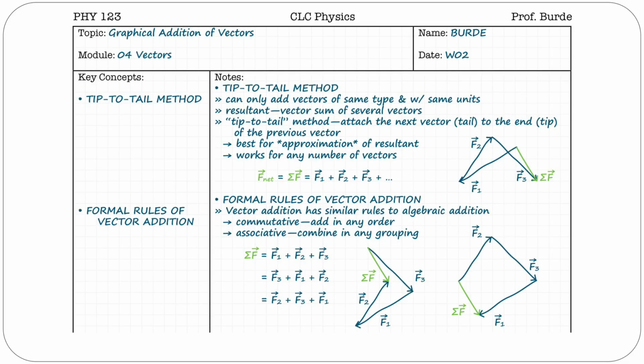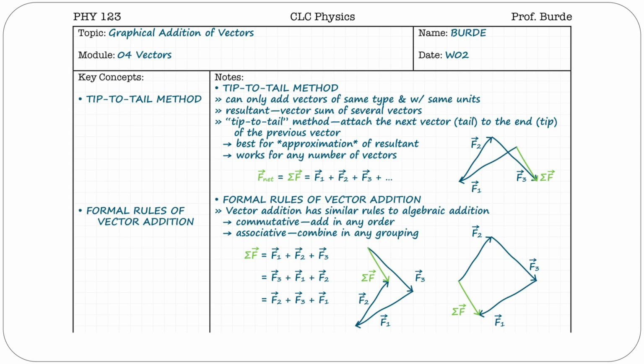This is lesson 2 of module number 4, vectors. Here we are looking at the graphical addition of vectors. We've defined a vector as a physical quantity with a magnitude and a direction, and we can describe a vector graphically in terms of an arrow, where the length of the arrow represents the magnitude of the vector quantity and the orientation of the vector represents the direction of that vector quantity.